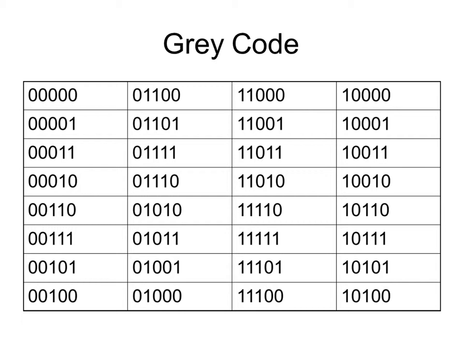But this is not a number system. It is a what? Code. This is a counting code, and it's used a lot. So when you get an absolute encoder or an incremental encoder, it usually tells you if it's Gray code or it's binary.